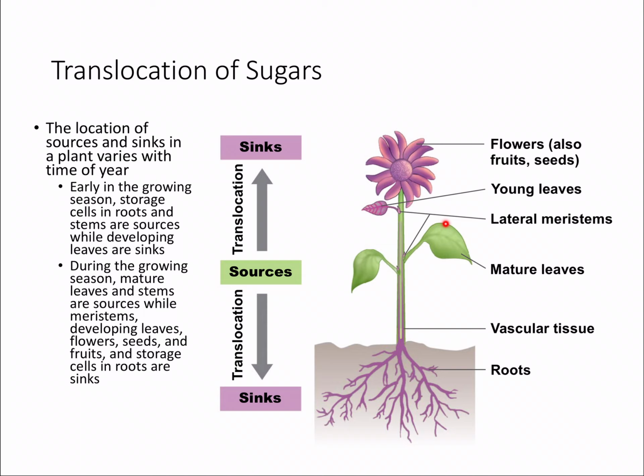So early in the growing season, storage cells in the roots and stems are sources, while developing leaves are the sinks, which makes sense. During the growing season, mature leaves and stems are sources, while meristems, remember where the roots are growing, developing leaves, flowers, seeds, fruits, and storage cells in the roots are going to be your sinks. So just keep that distinction in mind between sources and sinks.